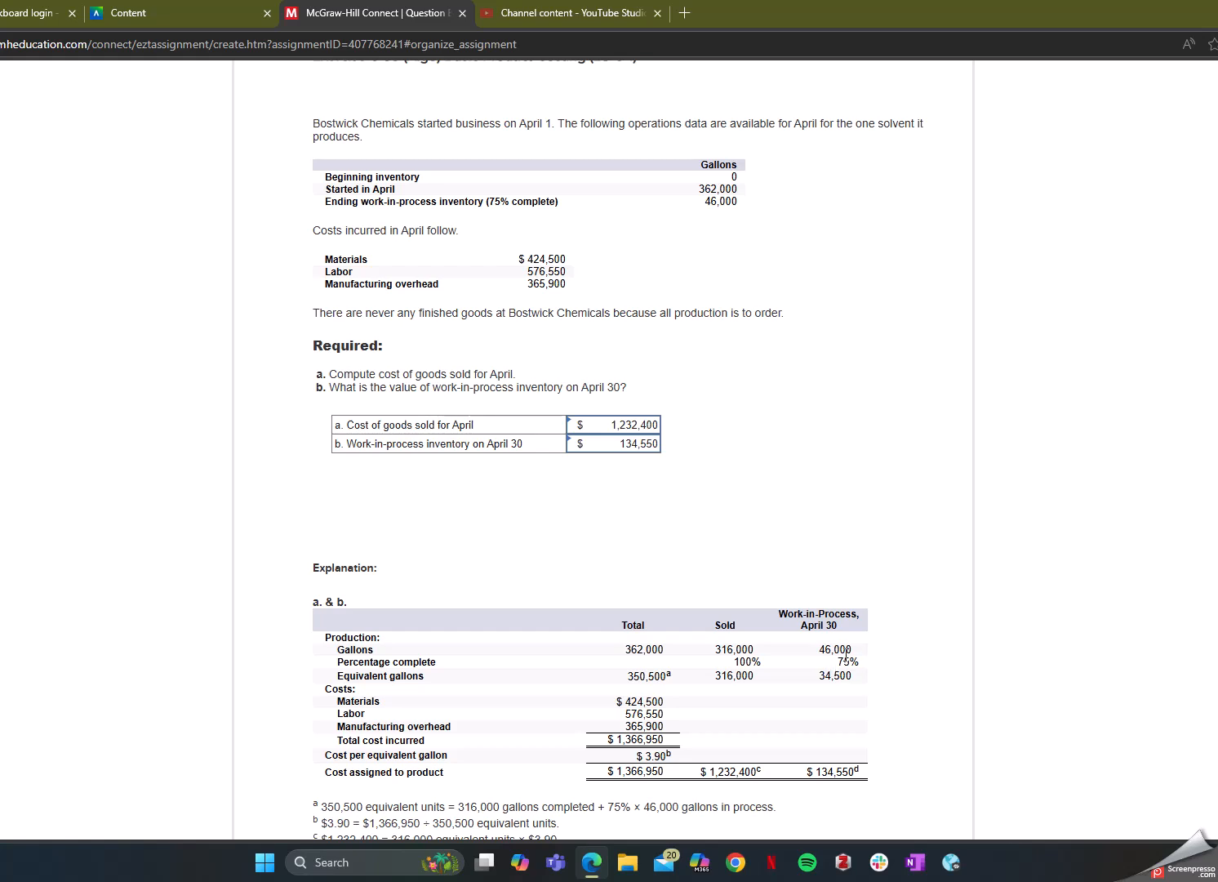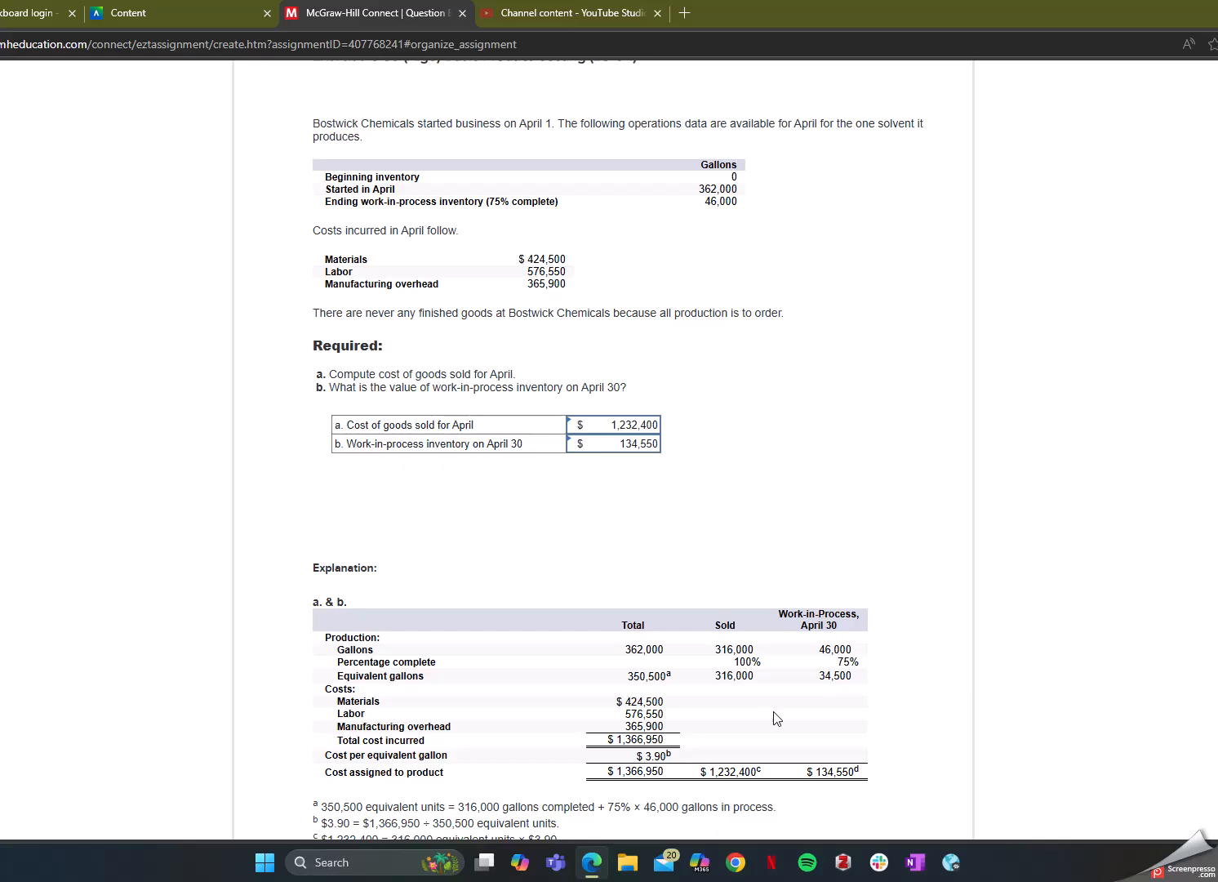So 46,000 times that 75% gives us the 34,500. If we had a total of 362,000 started, 46,000 are left in our ending inventory, then the difference is sold. So that's how that 316,000 is calculated. So 362 minus the 46.